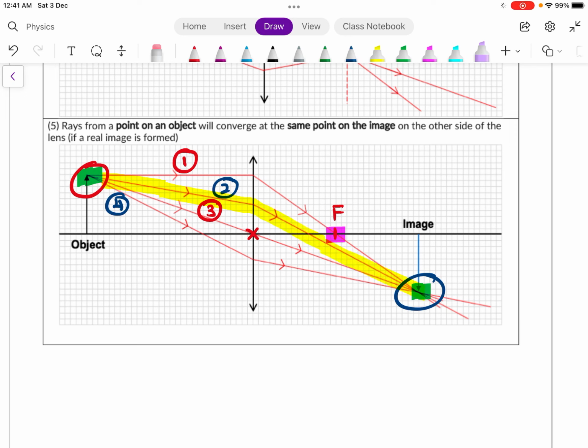Then last but not least, the fourth light ray, same thing. We never learn this, but we know that it will meet all the light rays at this part. So that's why I know that this will follow the respective path, right? So these are the fifth laws that you need to take note of.